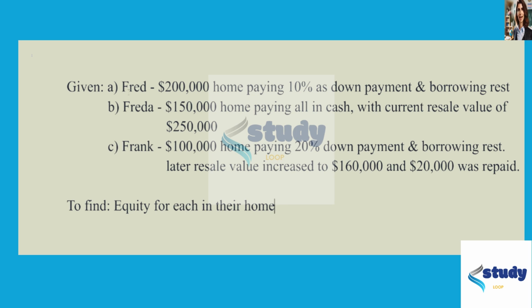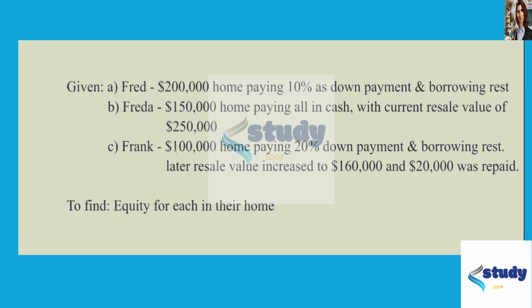So we have Fred, who's bought a house of $200,000 by paying 10% as down payment and borrowing the rest from the bank. We have Frida, who has paid $150,000 for her home, and that amount is all in cash. And then we have the home's resale value go up to $250,000.